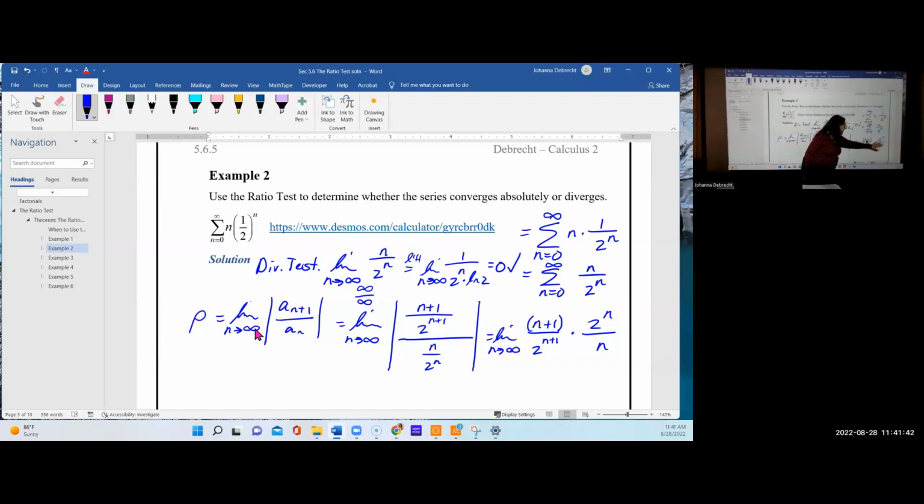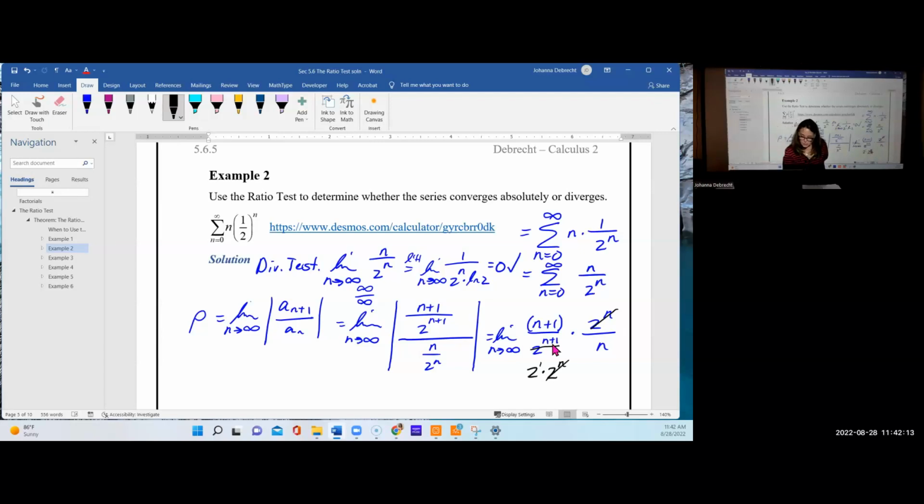I've got 2 to the n, and I've got 2 to the n plus 1, but I can do the same thing I did last time, and I can represent this 2 to the n plus 1 as 2 times 2 to the n. Again, the power on the first 2 is 1, and when the bases are the same, you add the exponents. 1 plus n would give me n plus 1 again. But now I've got 2 times 2 to the n, so the 2 to the n's would cancel.